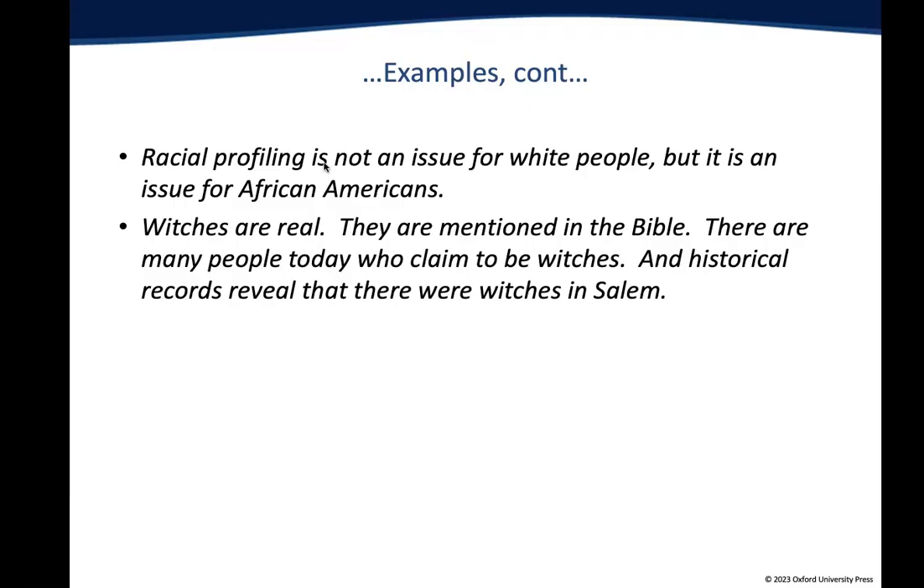First premise, they're mentioned in the Bible. Second premise, there are many people today who claim to be witches. Third premise, historical records reveal that there were witches in Salem. And so we spent a couple of minutes working with those examples. There are other examples in those exercises at the end of chapter 1 that you can take a look at as well.